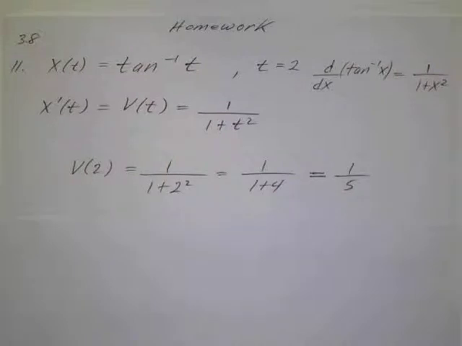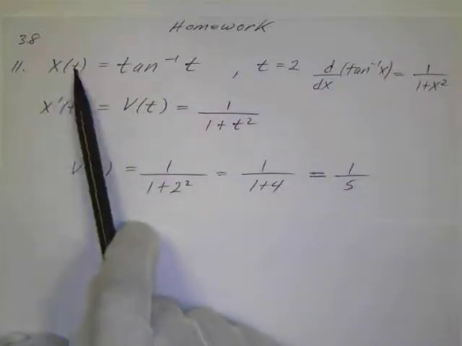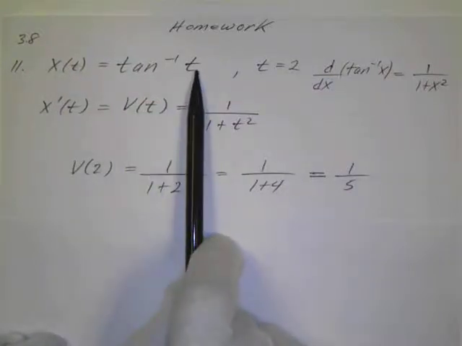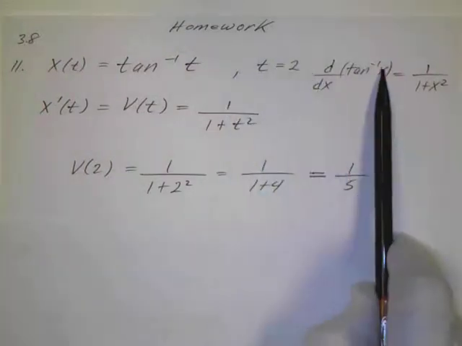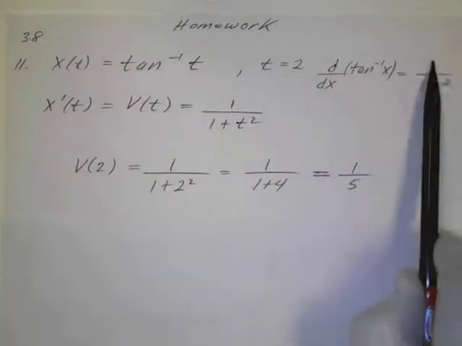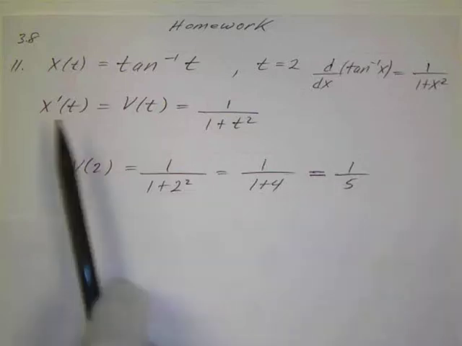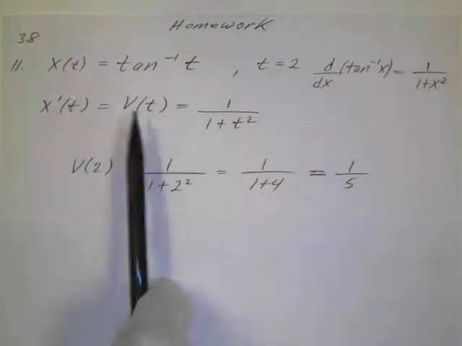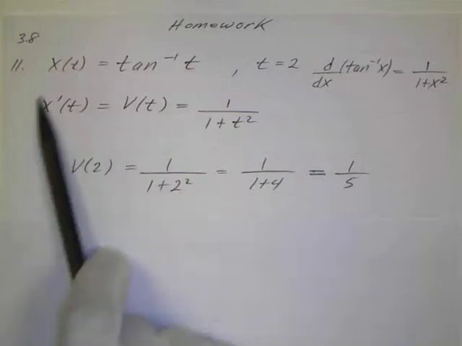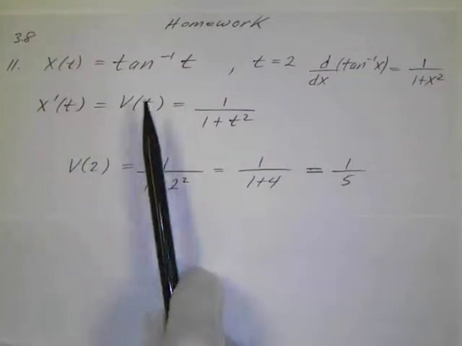And my motion was described by the function x as a function of t equals the inverse tangent of t. And we want to find the velocity at t equals 2. Remember, the derivative of the inverse tangent of x is 1 over 1 plus x squared, so this would be 1 over 1 plus t squared. So remember, the velocity at any time, the instantaneous velocity, is the derivative of the position function. So I take the derivative of this position function, and I'll get the velocity.